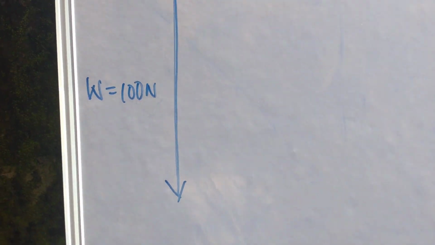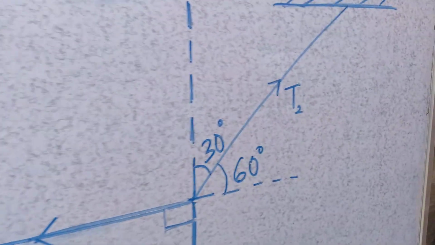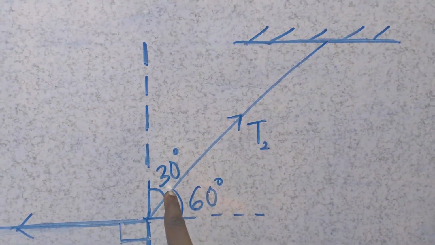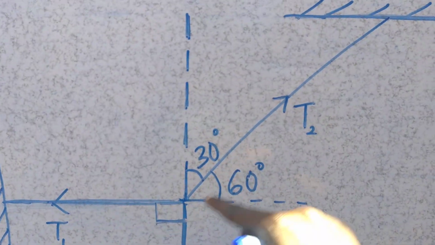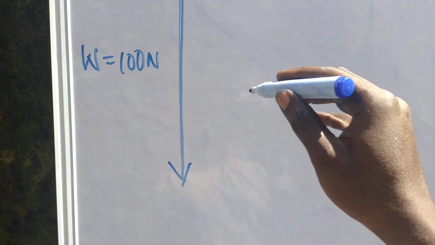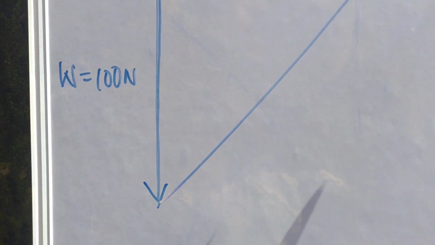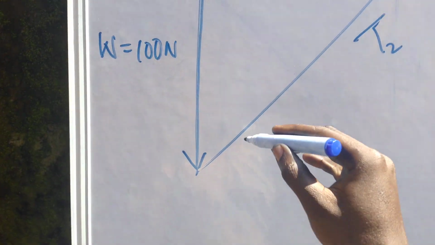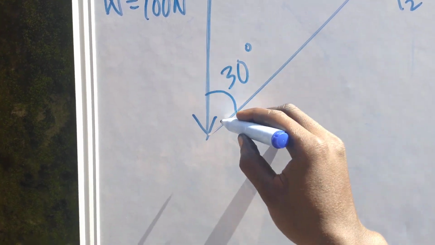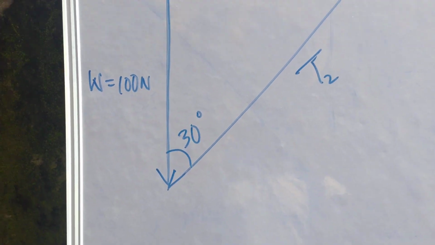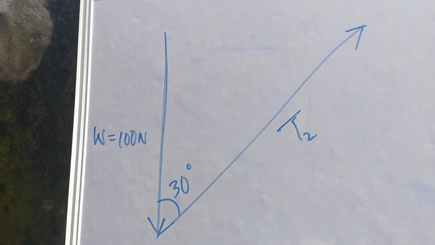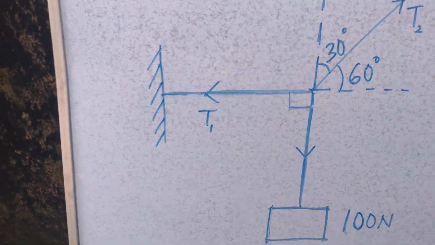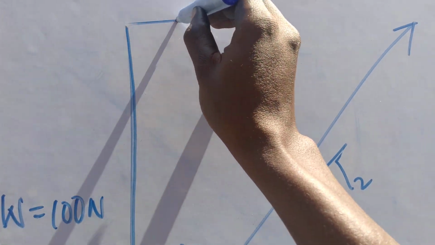Okay, that's the first step. Then I'll take tension T2 going this way, and it's inclined at 30 degrees to the vertical line. So I'll take it, and I'll be having tension T2, which is inclined at 30 degrees to the vertical. So this is T2, and then the next thing I'll take tension T1 on the horizontal line like this. Take it out. Now I'll be having tension T1.